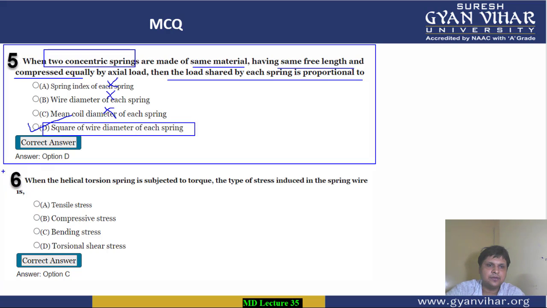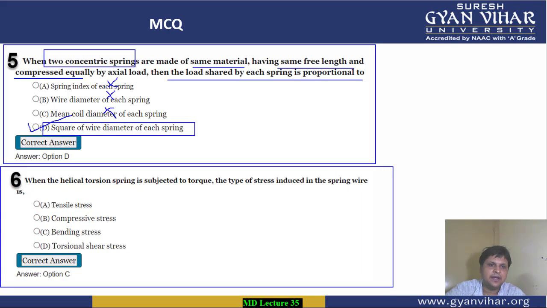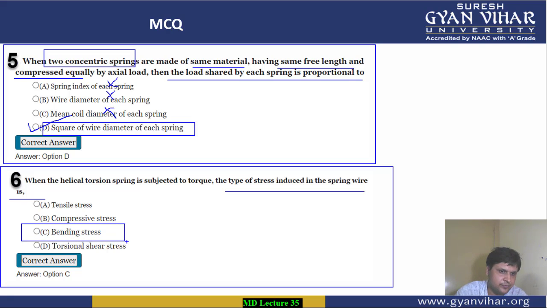Coming to multiple choice question number 6. When a helical torsion spring is subjected to torque, the type of stress induced in the spring wire is, so the helical torsion spring is subjected to torque. This is a question in which you can get confused. The type of stress acting in the spring wire is bending stress. So option C is the correct option.